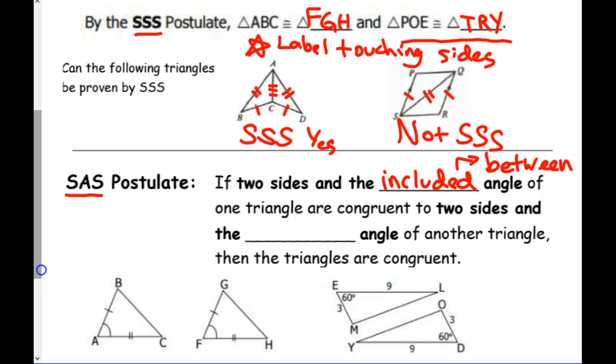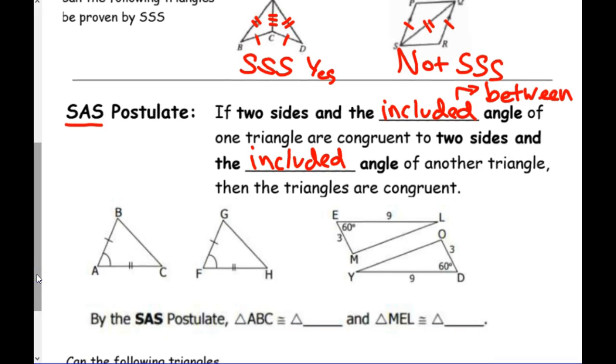If you got two sides and the angle between it, on both triangles, included angle, then those two triangles are completely congruent. So check it out on this picture right here. Does everyone see I got one tick mark? Then I have an arc, which means an angle. Then I have a second tick mark. So if you go along the edge, it's side, angle, side. Side, angle, side.